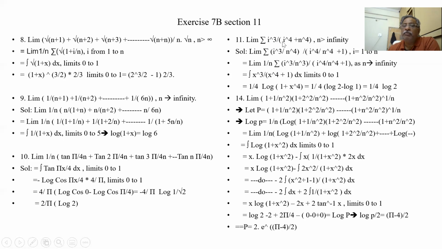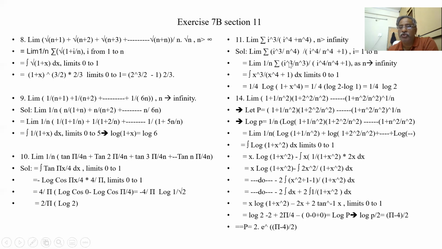Limit of i cubed by i to the power 4 plus n to the power 4. I want it in the form of i by n. What I want finally is sigma i by n. So I am taking out n to the power 4 here. So this becomes i by n to the 4 plus 1. But here it is i cubed by n to the 4, so one n is taken out. So i cubed by n cubed, i by n to the 4 plus 1. This is the sigma as n tends to infinity.